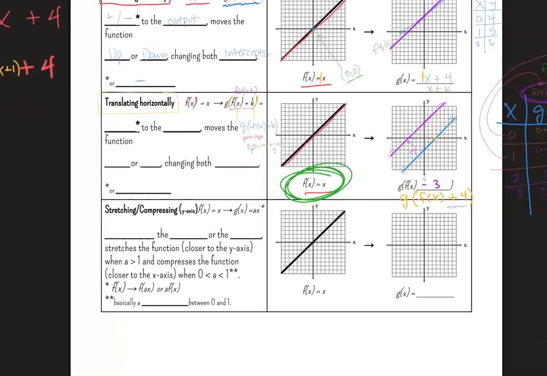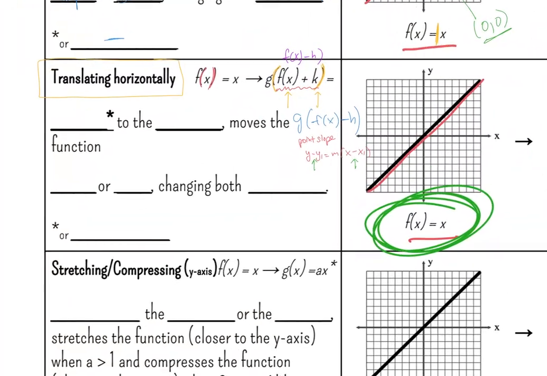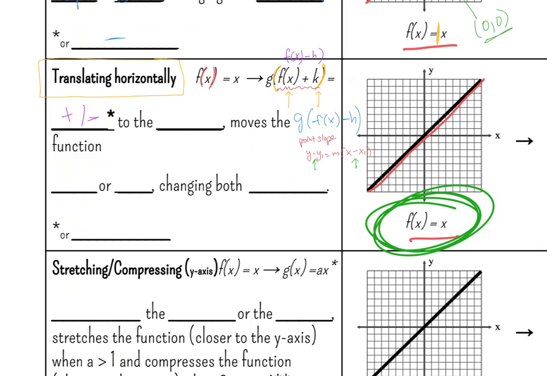So anyway, that is translating horizontally, where you can add or subtract to the input. It's the first time we're changing the input. We will move left or right, and it will change the intercepts. Why is this here? Because this was technically up here, just adding, and I changed it to adding or subtracting because you can add or subtract to do that.